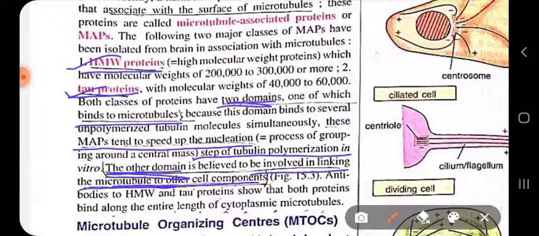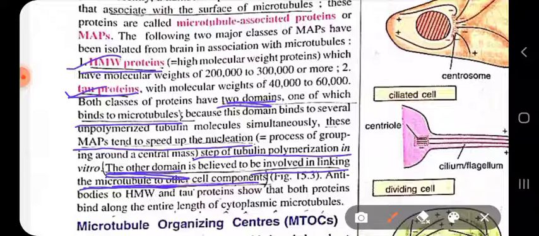So about the microtubule associated proteins, what we have discussed is that they bind to the surface of the microtubules. Okay, they are also of very high molecular weight. As we can see, two different types of microtubule associated proteins are found, HMW proteins and tau proteins. Both of these have two important functional domains, which are the important sites of their protein structure for important function.